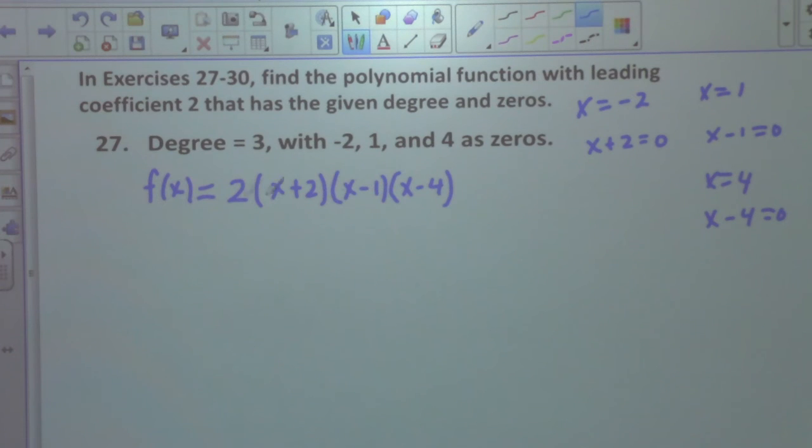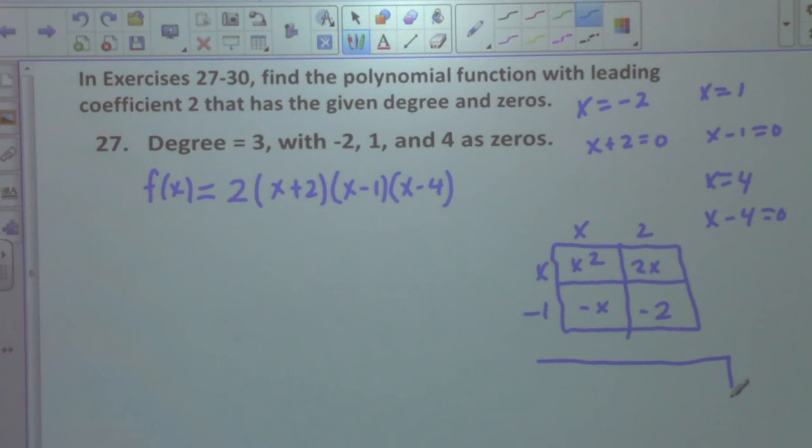Okay, and so now if we multiply everything out, we can get this in standard form. One thing that I've done in this class, that some people like, others don't, is a box. So we have x plus 2 and x minus 1. So you have x squared, 2x, negative x, and negative 2. You'll see what I'm doing in a minute.